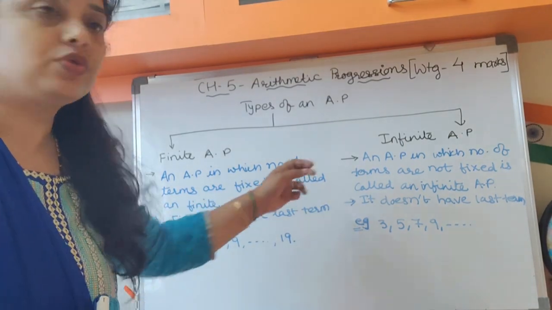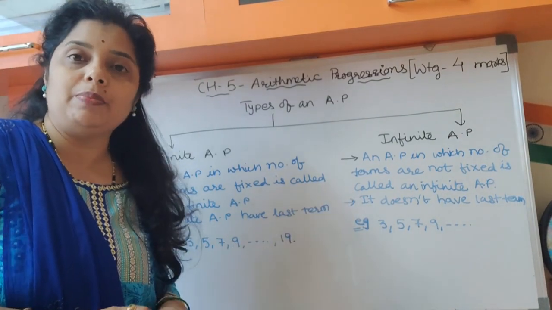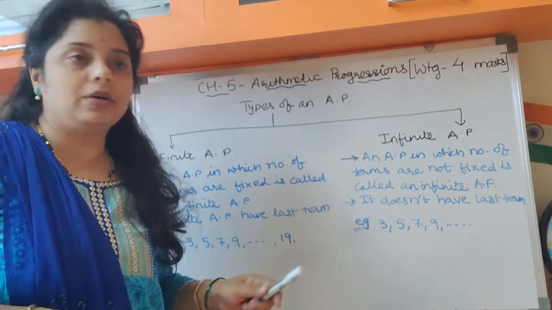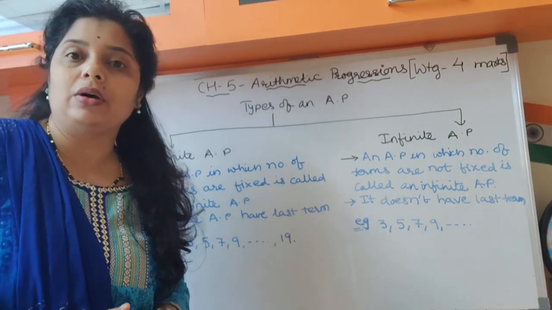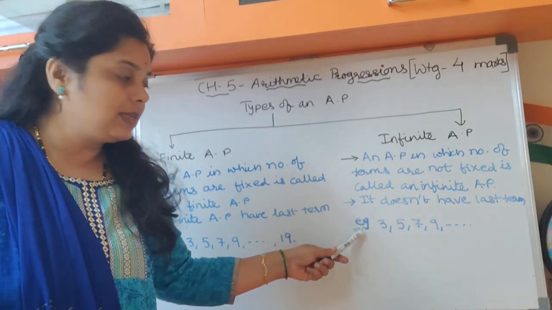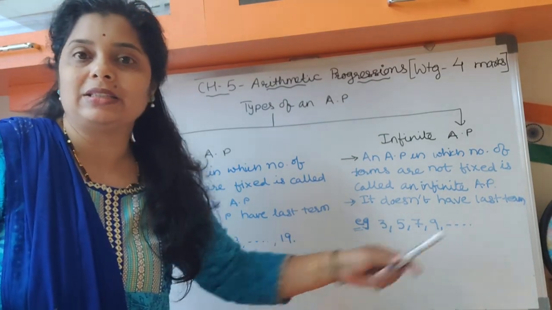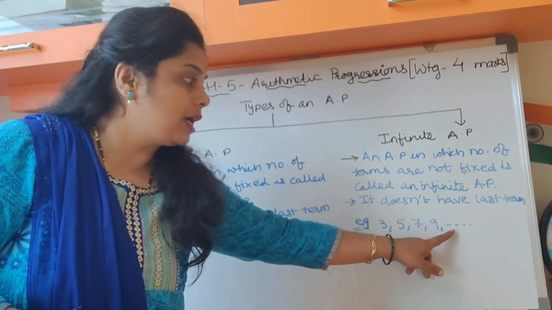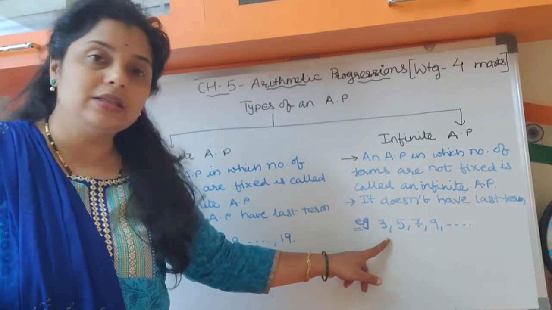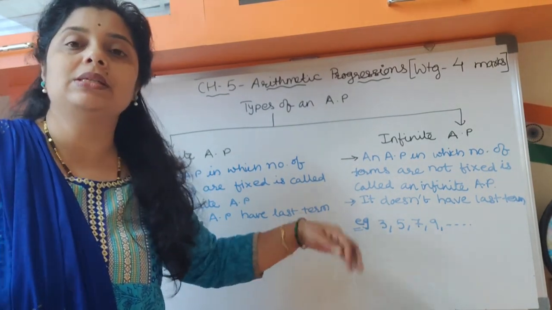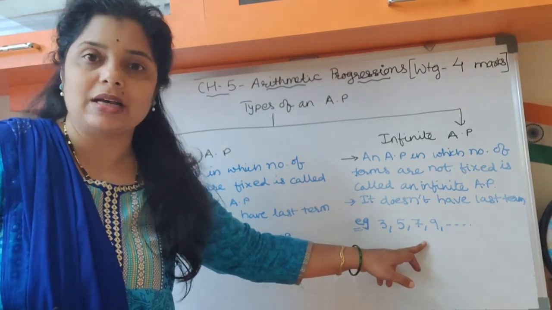Now let's move to the infinite AP. An infinite AP means an AP in which the number of terms is not fixed, and it does not have a last term. Example: 3, 5, 7, 9, and so on. If you ever see the dashes, it means it is infinite. Here this is also an AP, but this is an infinite AP. Why? Because it does not have a last term.